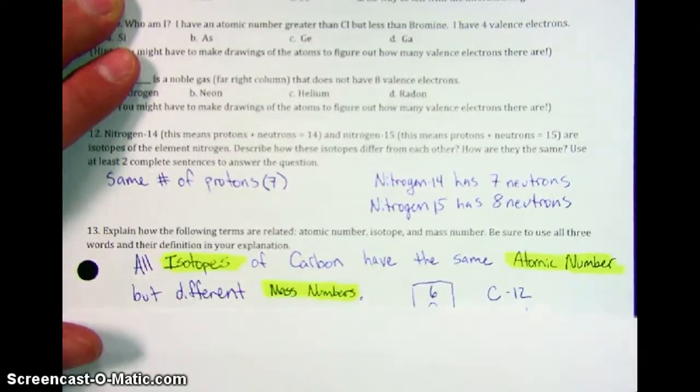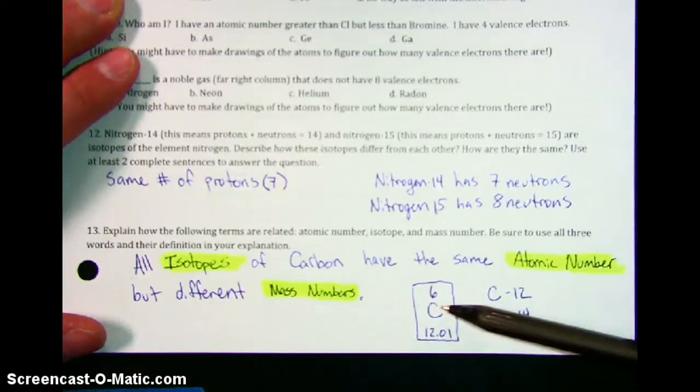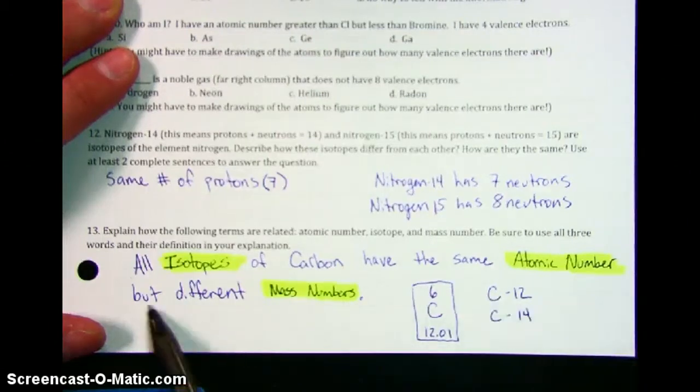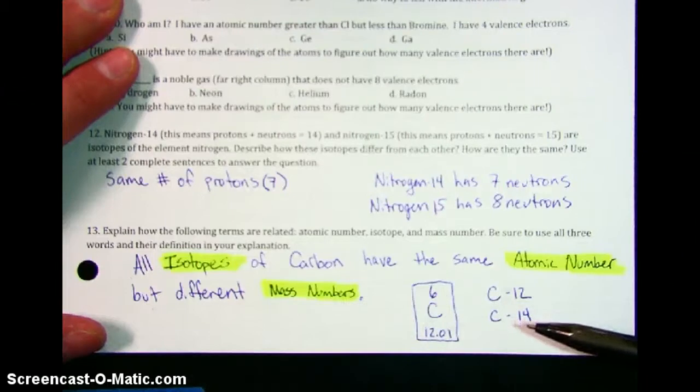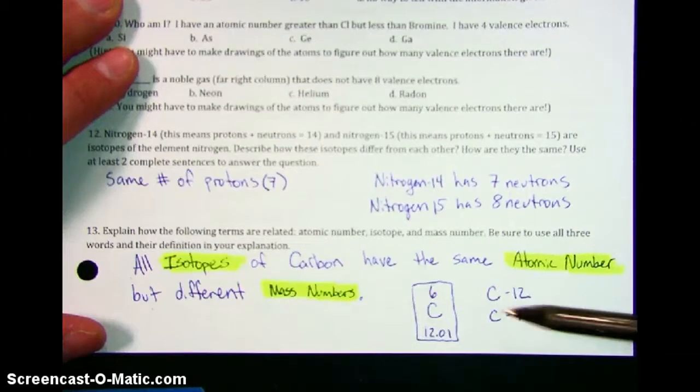So here's my example. I've drawn a little sketch of the square from the periodic table. All isotopes of carbon, remember that means types of carbon, will all have the same atomic number. That's the 6 on the top. But every isotope of carbon will have different mass numbers. So if I write carbon 12, this is the mass number for that isotope. If I write carbon 14, that's the mass number for that isotope.